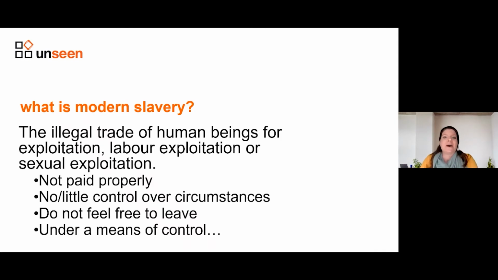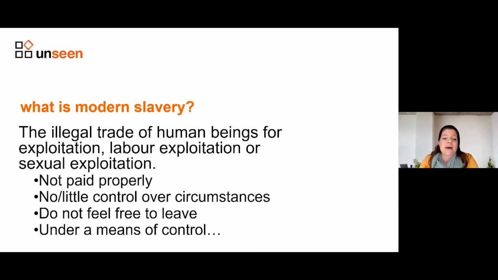And wasn't this outlawed long ago? Indeed, of course, it is definitely illegal. It has been for some time. But unfortunately, this is looked at as one of the third largest international transnational crimes right now, just after arms and drug trade. When we look at the UK, there's varying different estimates.